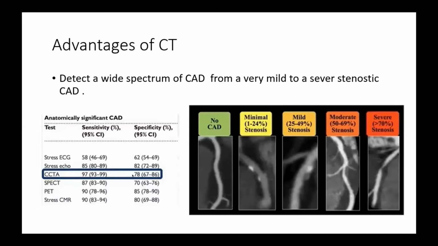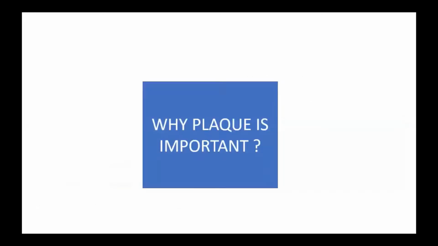If you test them, they might get a negative test on, for example, a stress echo or stress ECG. However, if you send the patient for a CT angio, it will show that they have plaque. That's why the sensitivity of the test is very high, 97%. Now, what's the importance of detecting a plaque in the vessel?